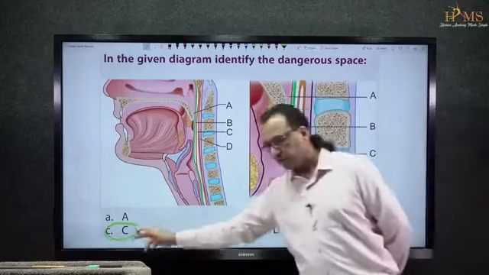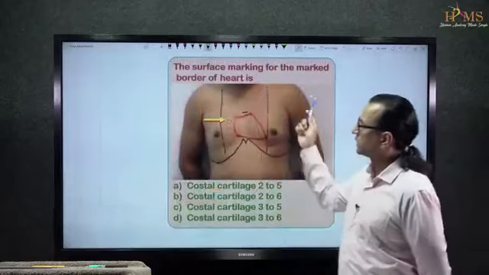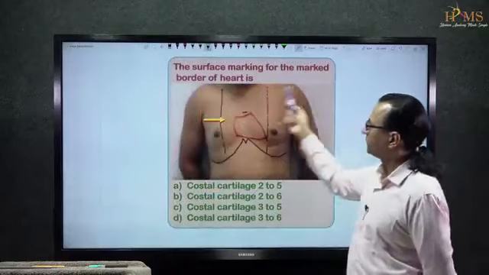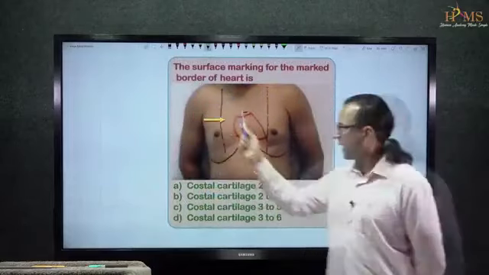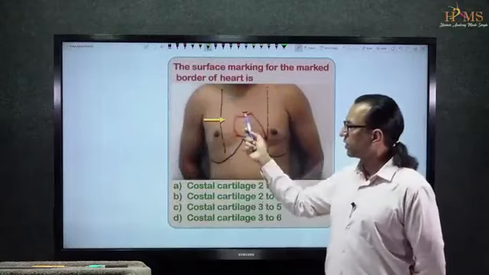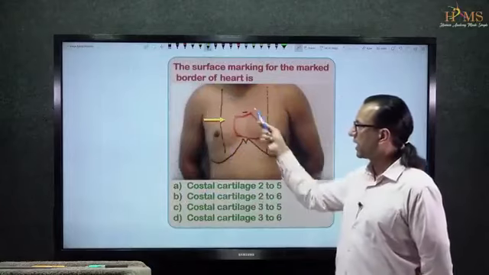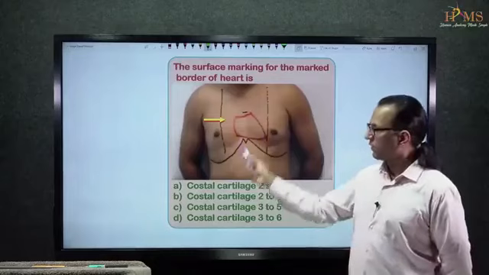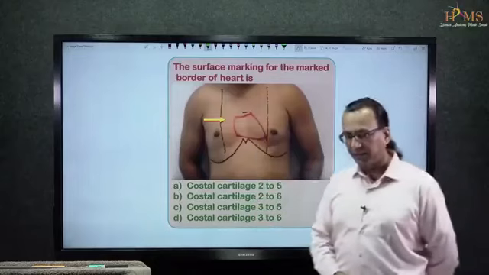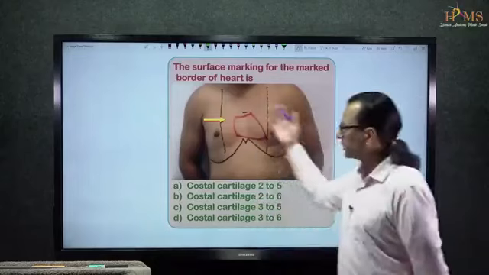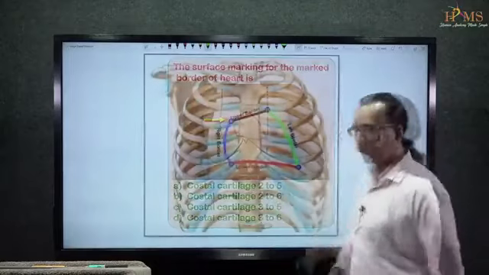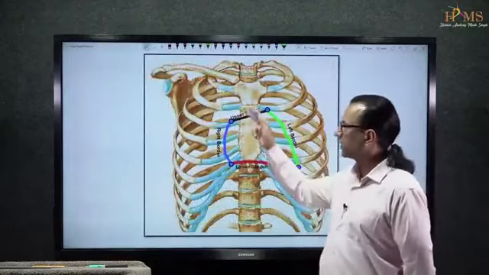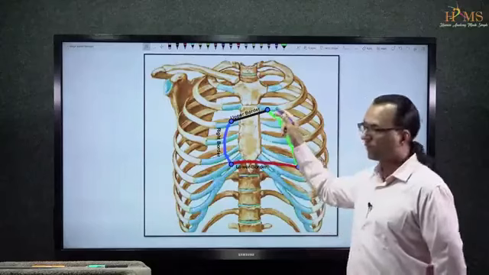Choice number C should be our answer. We find that this question is asking for surface marking for the border of the heart, and it will have four borders: a superior border, right border, inferior border, and left border of the heart. Before we comment upon the options here, let us have a look over the actual surface marking of the heart first. As we are suggesting, there are superior, right, inferior, and left borders of the heart.